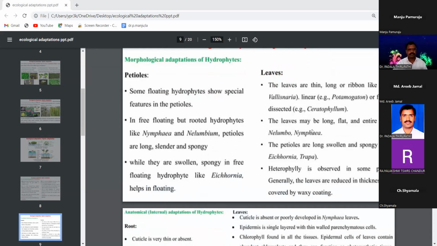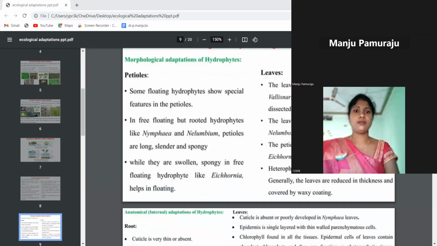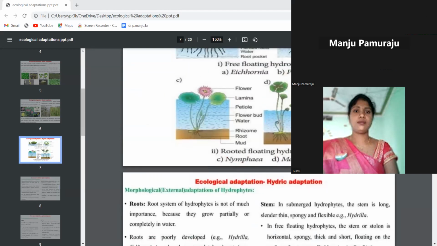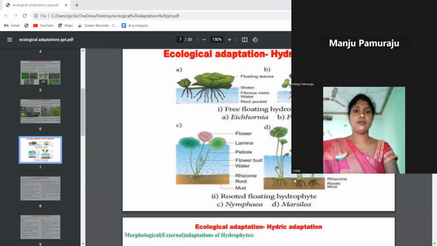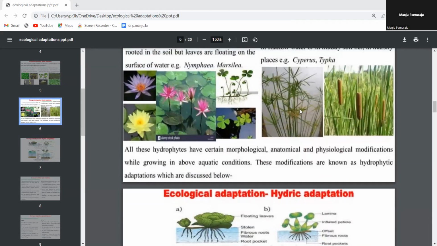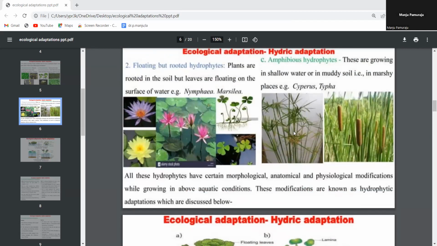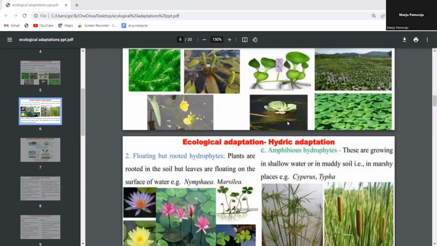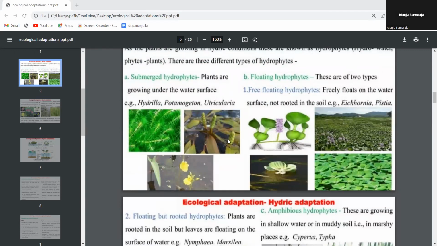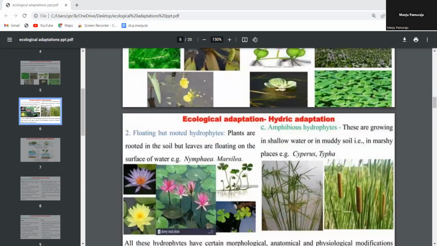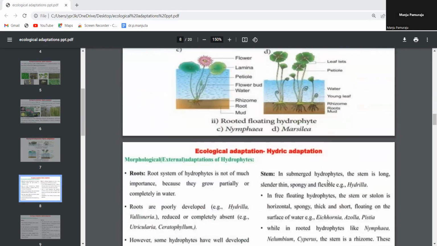Next is the leaves. The leaves are thin and long or ribbon-like. Ribbon-like leaves are seen in Vallisneria, linear leaves in Potamogeton, and finally dissected leaves in Ceratophyllum. The shape of the leaves varies in different hydrophytes. Expanded leaves are seen in Nelumbium and Nymphaea, and they may be reduced in some. Here different shapes are seen: dissected, ribbon shaped, or long. Sometimes the leaves may be reduced and scale-like.